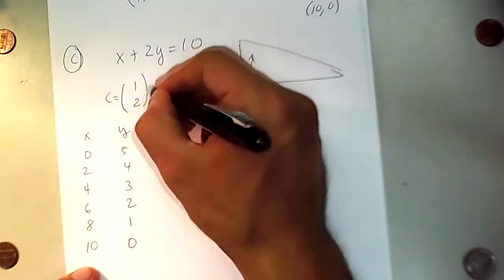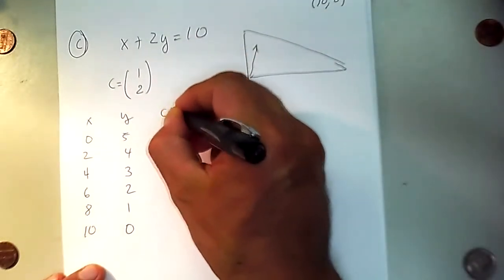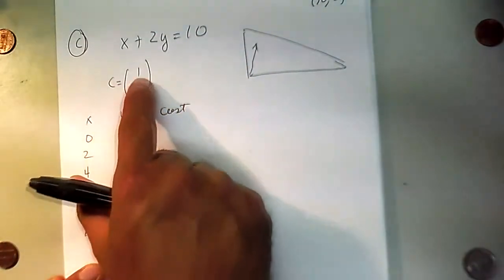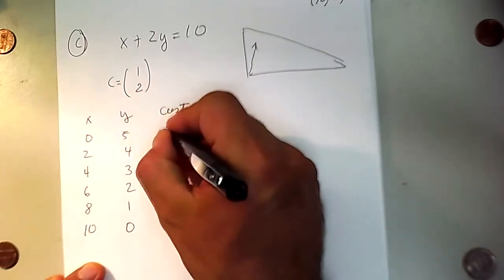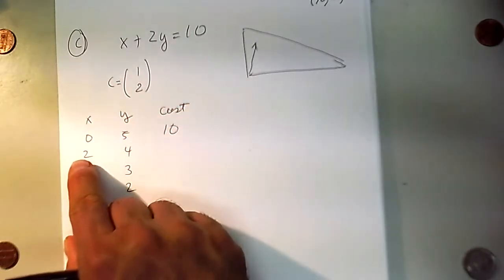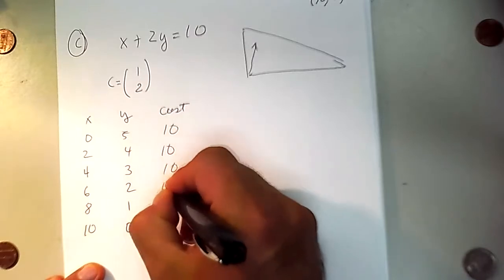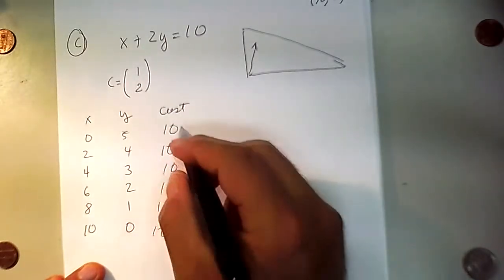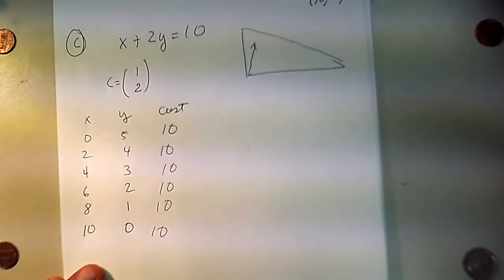What is the cost associated with this vector? The cost is $1 per x, $2 per y. So the cost here is 10. 1 and 2, 10. Oh, it's $10 regardless. This is an interesting example. So it doesn't matter where we are. We're going to end up paying the same no matter what.